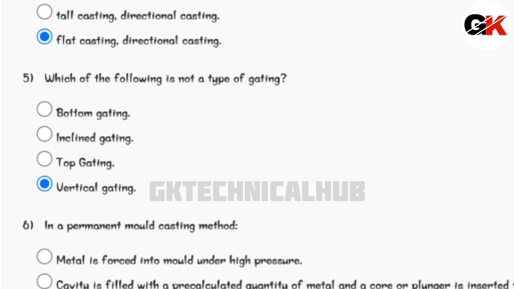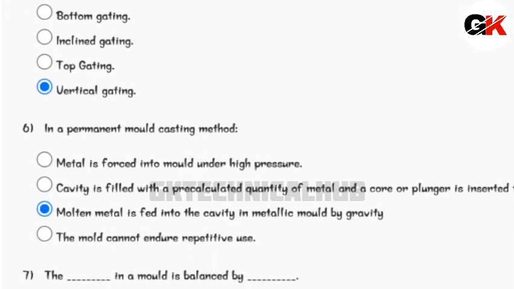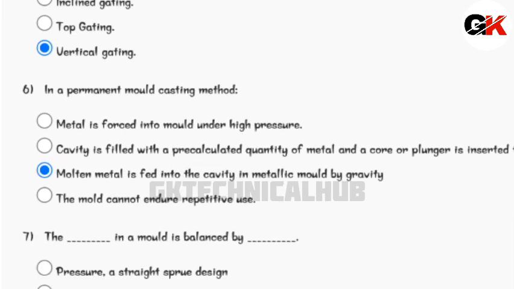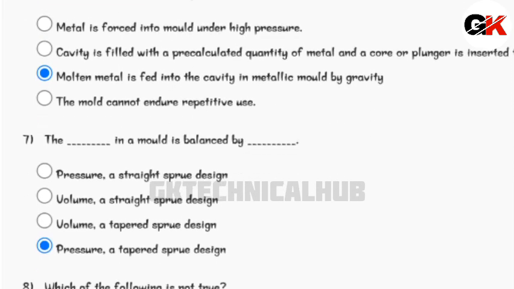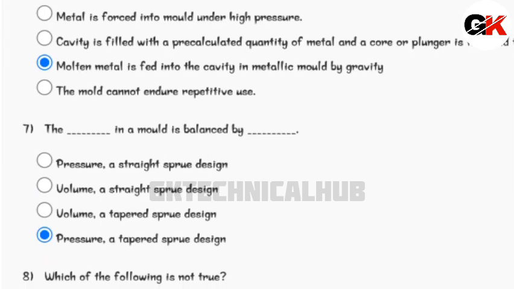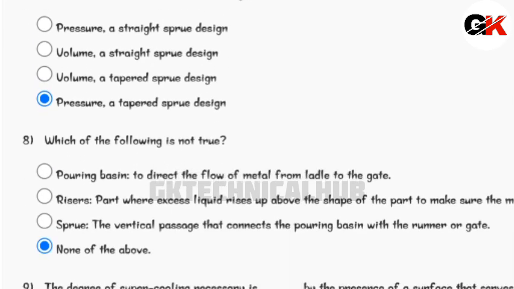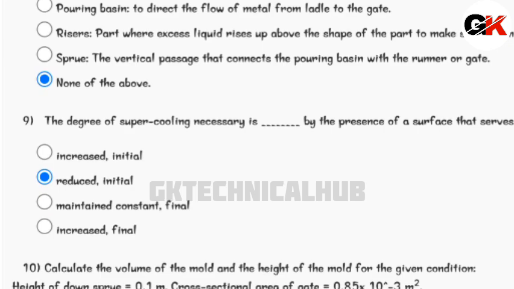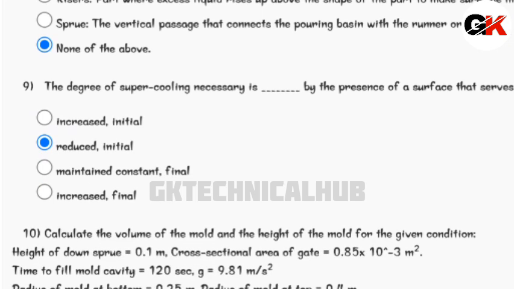Which of the following is not a type of gating? In a permanent mold casting method, the dash in a mold is balanced by dash. Which of the following is not true? The degree of supercooling necessary dash by the presence of a surface that serves as dash nuclei for crystal growth.